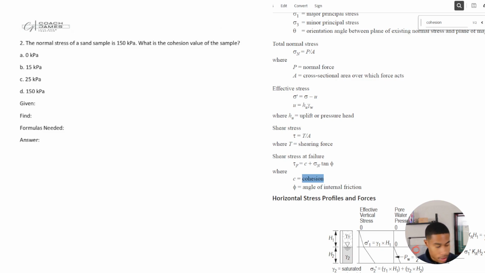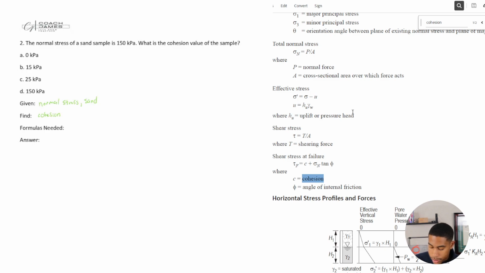All right, number 2 says the normal stress of a sand sample is 150 kPa. What is the cohesion value of the sample? So we're given the normal stress. We're also told that it's sand, and they want us to find the cohesion of sand. Is there any formula needed? Well, we have the normal stress, but we're looking for C. For C, we would need the shear stress or an area of some sort, a P over A or something.